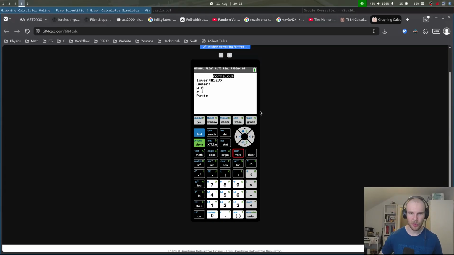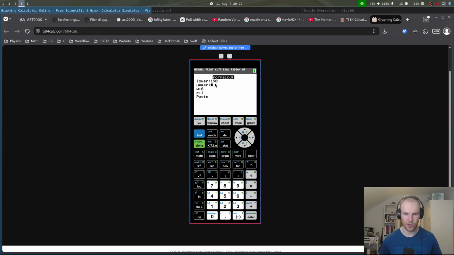Now the lower bound, again. The question I had in my sheet was that we wanted to know, out of 2 million women, how many are above 190. So the lower bound will be 190. The upper bound is, of course, just infinity, so you could do 10 to the power of 20, something crazy.